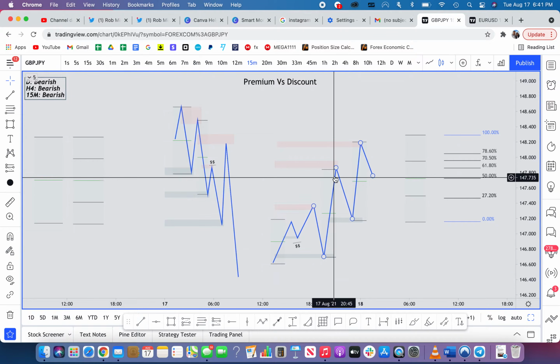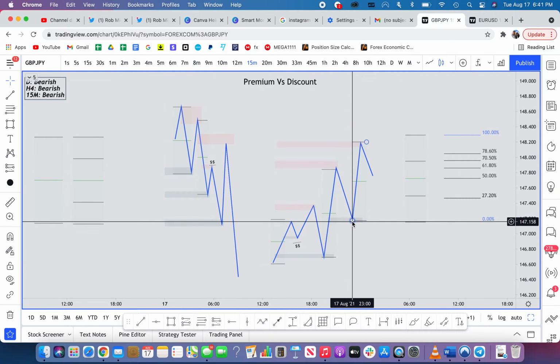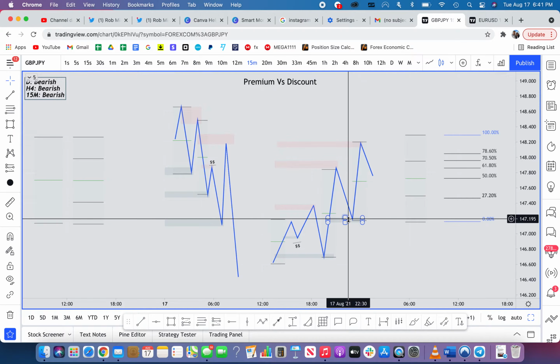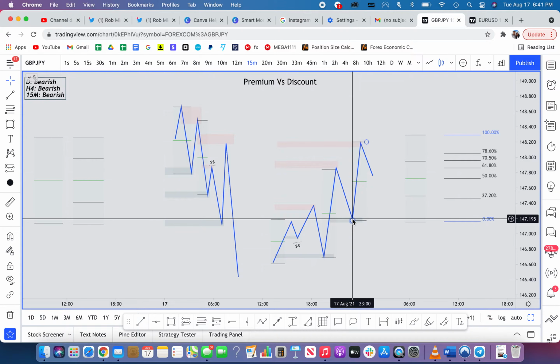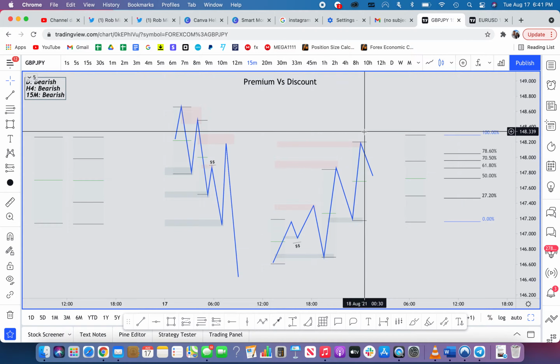Again, we got the same concept. We went up, we came back down. This demand is under the 50%, so we are in discount and we are okay to continue buying. And that is the concept, as simple as I can make it. It's going to save you some losses.